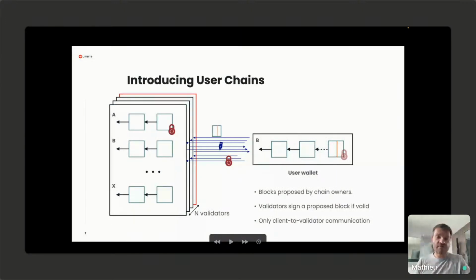So remember, we have one set of validators, and each of them is tasked with the role of validating all the chains. So they have a small replica, a small full node, for each of the parallel chains. In the case of a user chain, in this diagram the user chain B, you'd have a copy of the chain inside the user wallet, and the user may decide that they want to move their assets out of the chain, so they want to add a block.